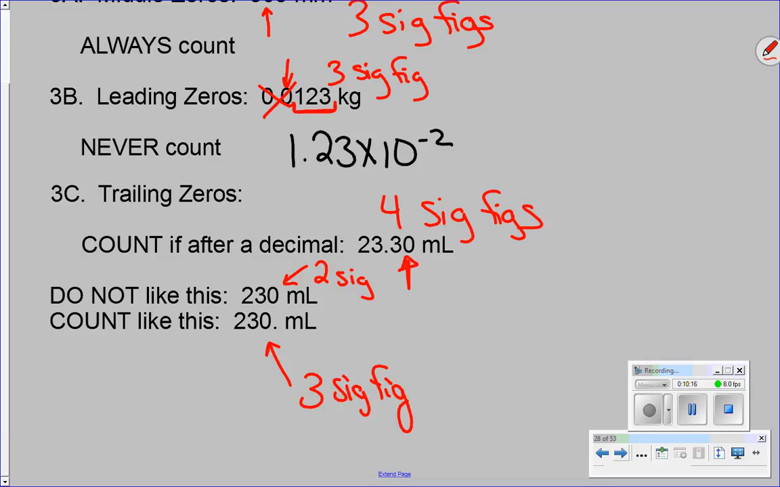This is a very confusing rule, and probably one that you're not likely to be tested on, but kind of an important one to understand. So once you actually put this decimal here, that clearly tells people that this is 230, and that number right there shouldn't be anything else, but you do want it to count as a significant figure. So this number does have 3 sig figs, whereas this one only has 2.